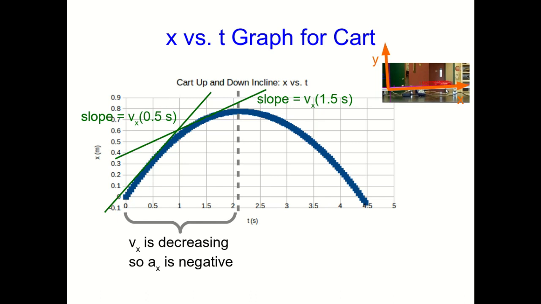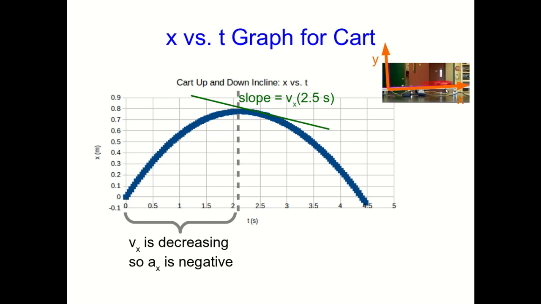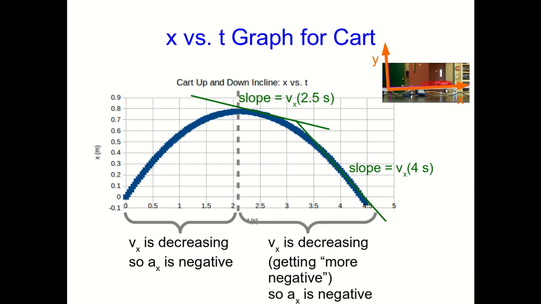Now let's look after it turns around. At 2.5 seconds, the slope of that line should be Vx. And at about 4, the slope of that line is Vx. So notice it's getting steeper, but it's a negative slope. And so that means the slope is getting more negative. And so again, Ax is negative. So whether we're talking about when it's going up the ramp or when it's going down the ramp, the acceleration vector points back down the ramp in the negative x direction the whole time.